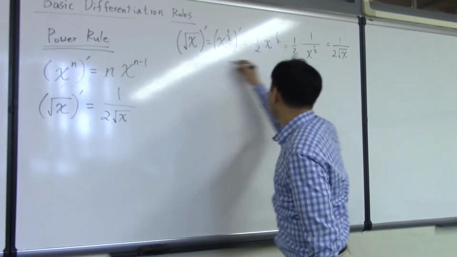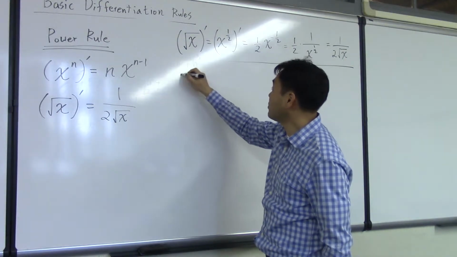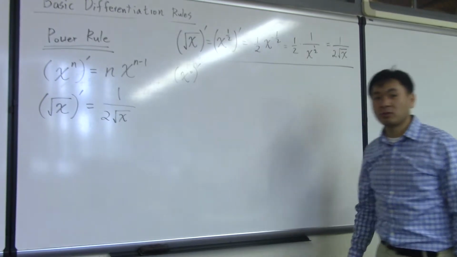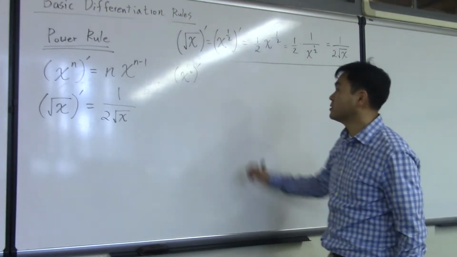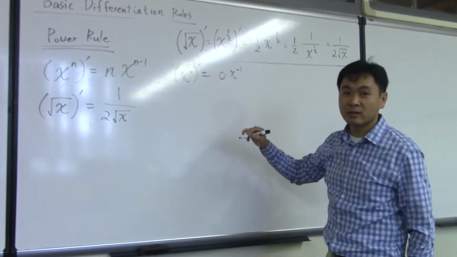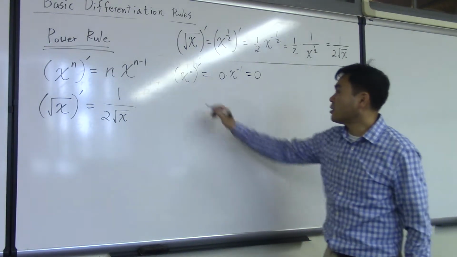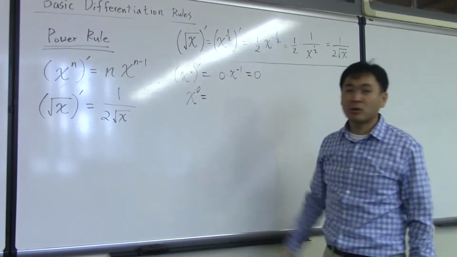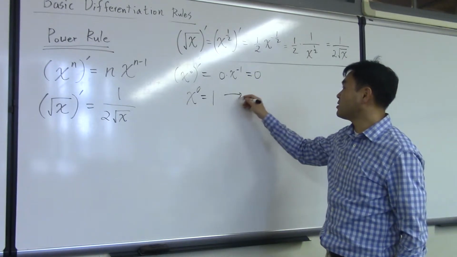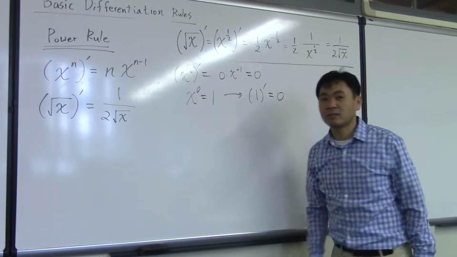Now let me give you another example of the power rule. What would happen if you differentiate x to the 0th power? It will be 0 times x to the negative 1, right? And 0 times anything is 0. Now, what is x to the 0th power? What's anything to the 0th power? 1. So what we really see is that the power rule is saying that if you differentiate 1, you get 0.